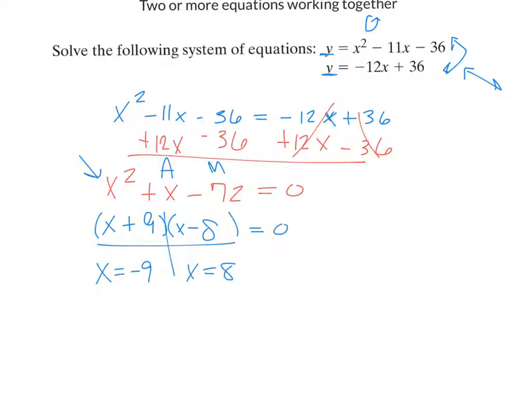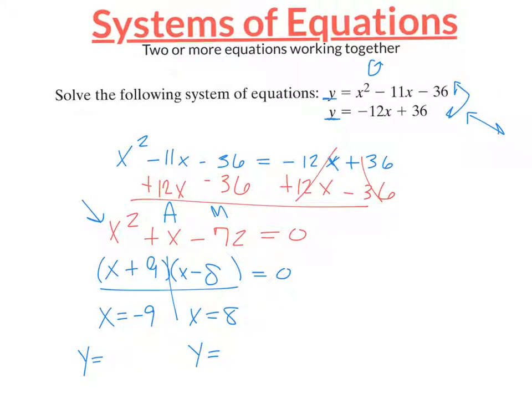Now the last thing you need to do is find the y values that go with these x values. In order to do that, you're going to plug it into the linear equation, which is negative 12x plus 36. You can plug it into the quadratic. Because it's a system of equations, they're working together, and that's the definition of a system of equations. They're two equations working together, so they will cross at the same value. So it really doesn't matter which equation you plug into. I usually choose the linear one because it's easier to plug into.